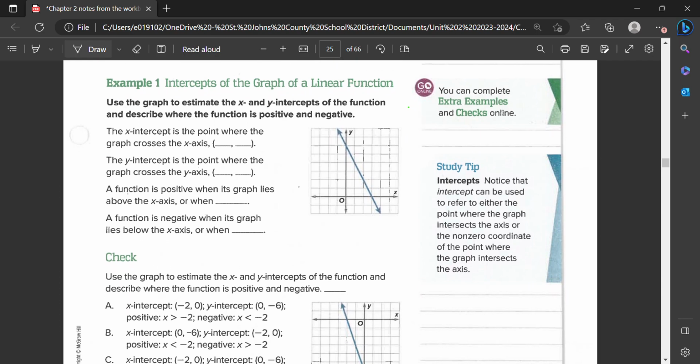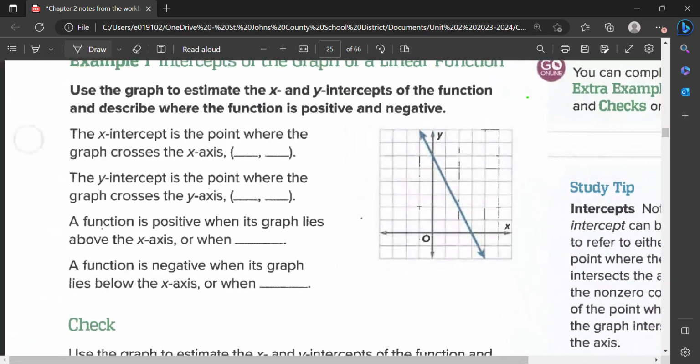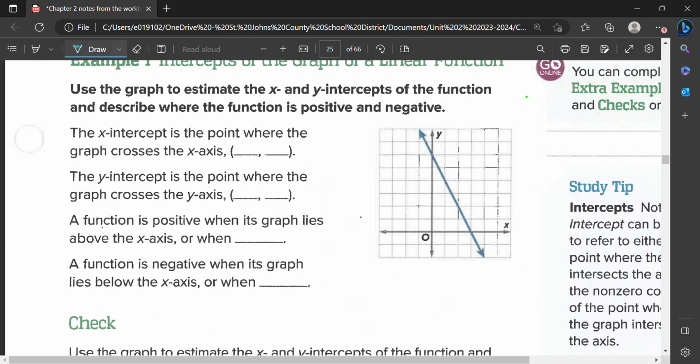Example 1. Intercepts of the graph of a linear function. Use the graph to estimate the x-intercept and y-intercepts of the function. Describe where the function is positive and negative. So we'll zoom in. All right. So we see that we crossed the x-axis right here. And we always want to start counting right there at the origin where the x and y axes meet. So this is going to be 3, 0. We want 1, 2, 3 to the right.